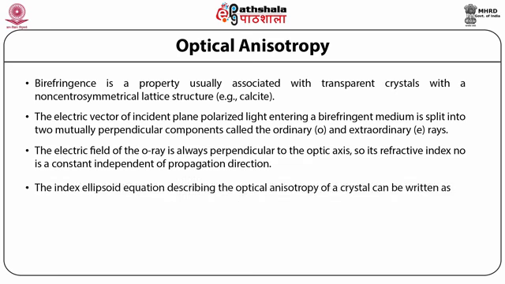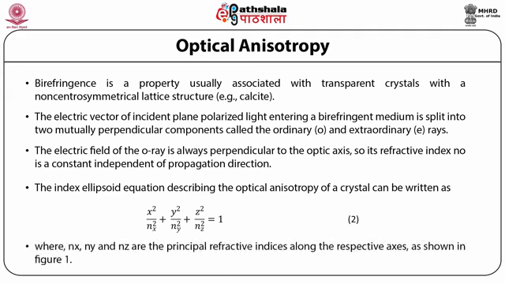The index ellipsoid equation describing the optical anisotropy of a crystal can be written as x square by nx square plus y square by ny square plus z square by nz square equal to 1, where nx, ny and nz are the principal refractive indices along the respective axis as shown in this figure.